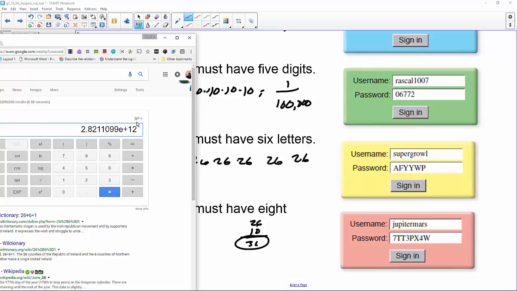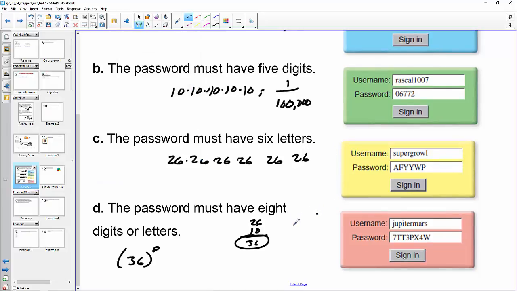this number is huge. So it would be 2.82, and then it says to the 12th. So let's move this over 12 places. So keep going. So far I have 1, 2, 3, 4, 5, 6, 7. I have to add more zeros. 8, 9, 10, 11, 12. So this is a huge number. So the alphanumeric, whenever you do passwords, this is even harder to break, right? And then if you start putting in like the number sign or the dollar sign or those things, you have a lot more. So that's why the password should be a lot more secure when you put numbers or symbols into them.